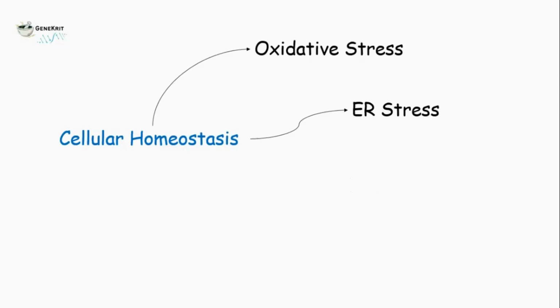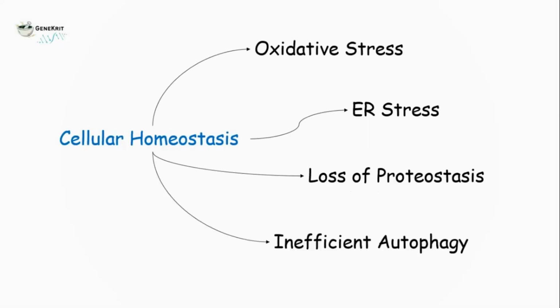Cellular homeostasis has several components. Let's understand certain important components of cellular homeostasis. First one is oxidative stress. Next is endoplasmic reticulum stress or simply ER stress. Then loss of proteostasis, and finally inefficient autophagy. We will discuss them one by one.